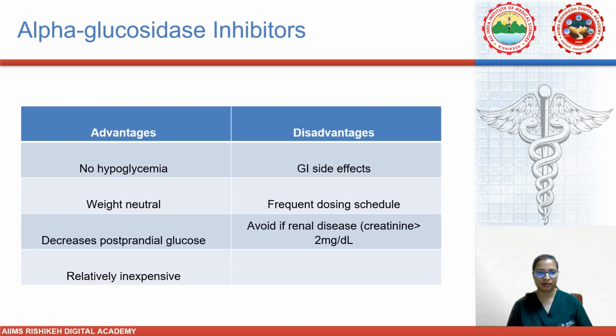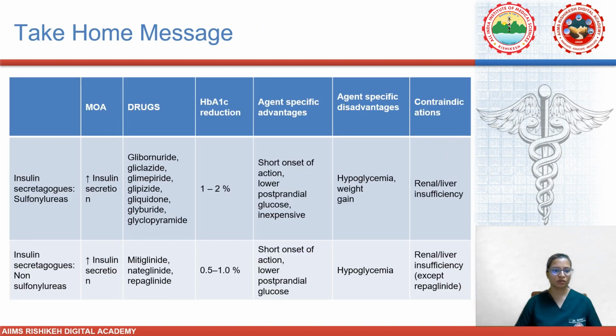So this is the last take home message slide. We have discussed today the 5 classes of oral antidiabetic agents: insulin secretagogues, sulfonylureas and non-sulfonylureas. We have also discussed metformin, thiazolidinediones and alpha glucosidase inhibitors.